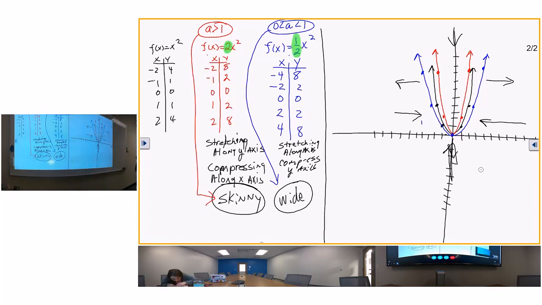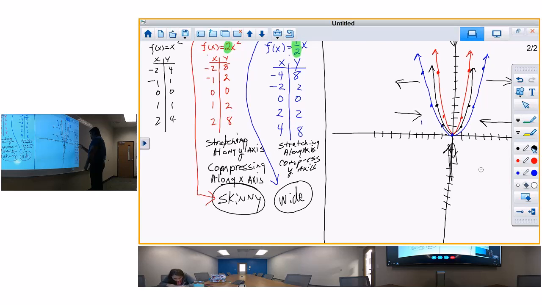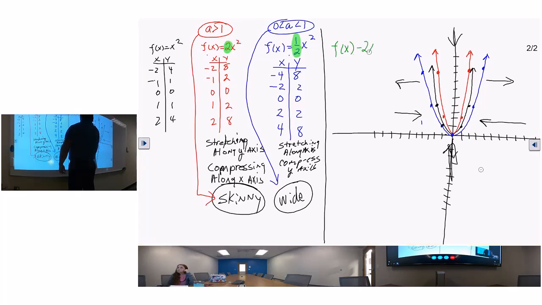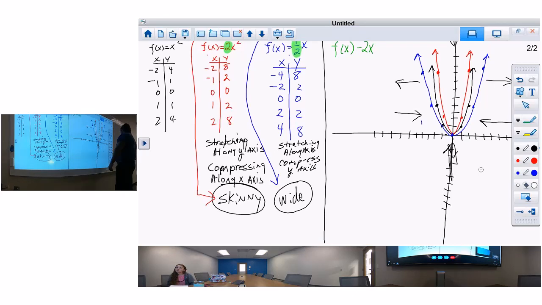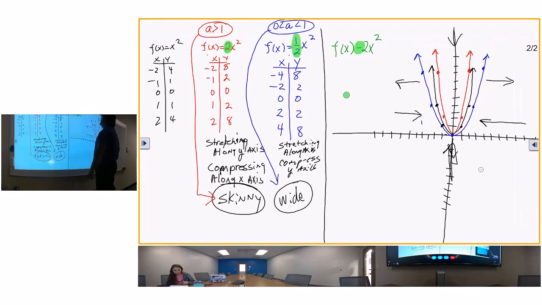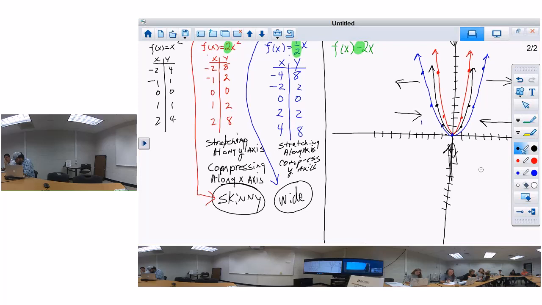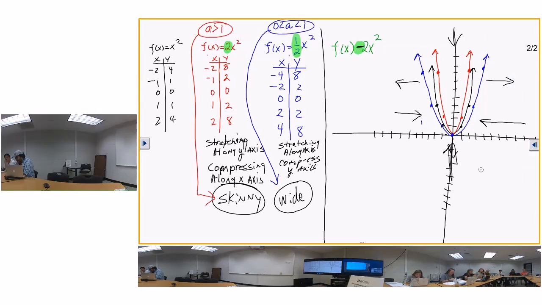Now, what I don't understand. What if it's negative? Let's do that. We'll do that in green. F of x, we'll use the negative 2x squared. Well, we don't even have to plot that because why? What does negative tell you in math and science? What does the negative tell you in math and science? It's the opposite, or it goes down.